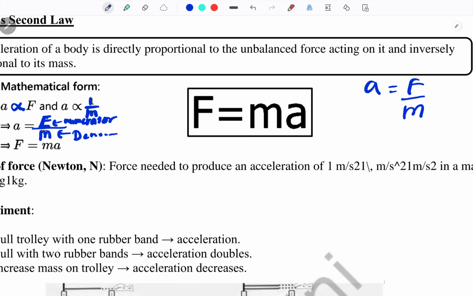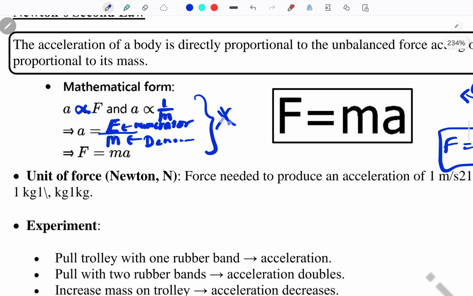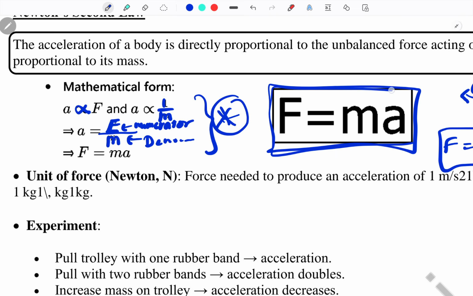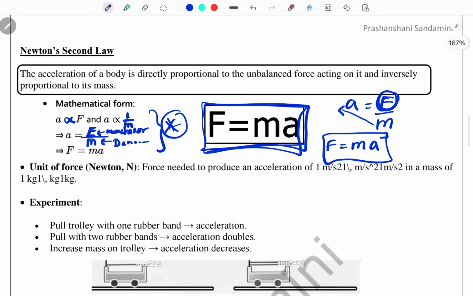But if you want to make F the subject, I want the equation with F, right? So you can take this m to this direction. So F equals ma. They are not asking you to build this equation, right? You only need to know that F equals ma. This is a very famous equation. You can't forget this. You have to know this is the unbalanced force, this is the mass, and this is the acceleration.